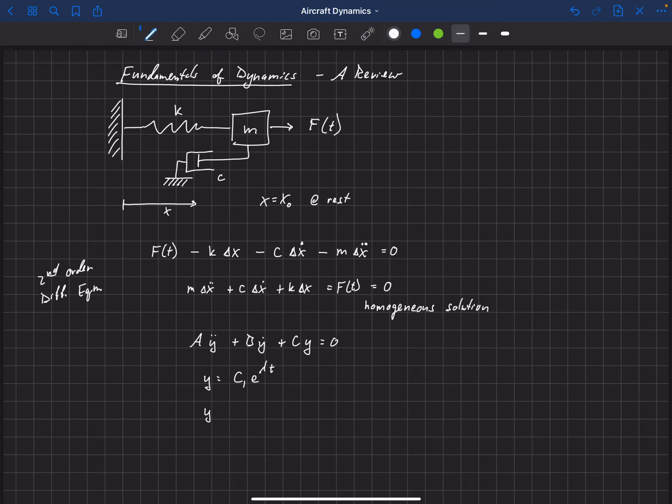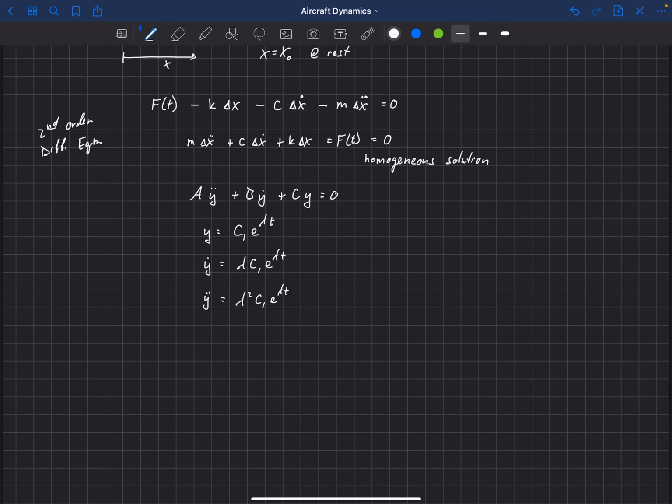So, for example, y dot is equal to lambda times c1 times e to the lambda t, where c1 is just some arbitrary constant that would be set by the initial conditions. And y double dot is equal to lambda squared c1 e to the lambda t. So all of these functions look really similar. They just have something different out front.